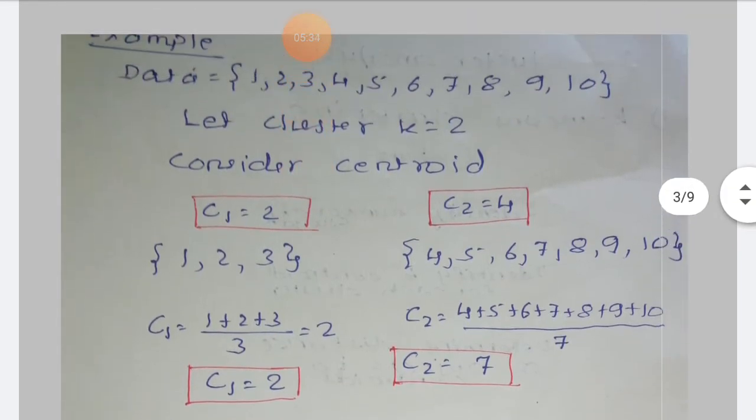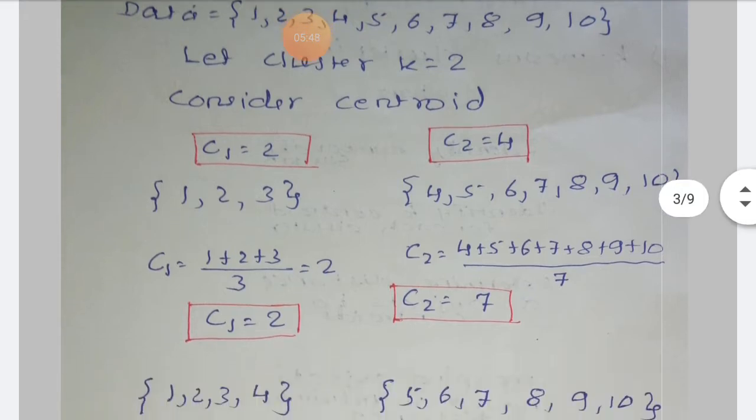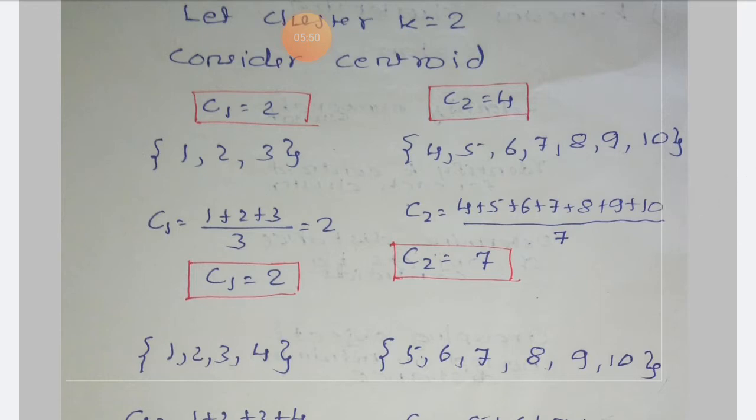Again see our data points. Now check each and every data point, which data point is near to the new C1 or C2. The first data point is 1. 1 is more near to 2, that's why it will come in cluster 1.